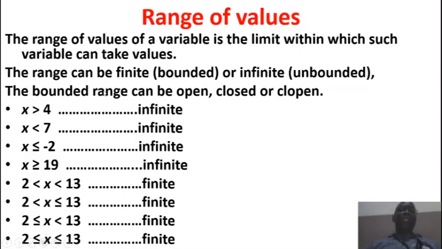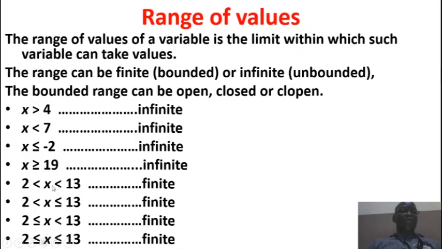Now, the bounded range itself can be open, closed, or clopen. The word clopen means it is both closed and open. I will show you the meaning. If x is greater than 4, x can be any number bigger than 4, and which can also include infinity. As a result, we don't know where x is ending, but we know where it is starting. As a result, this inequality is called infinite inequality. The same reason makes this one infinite inequality. That same reason makes this infinite inequality. The first 4, 1, 2, 3, 4, are infinite inequalities because they have beginning but they don't have end.